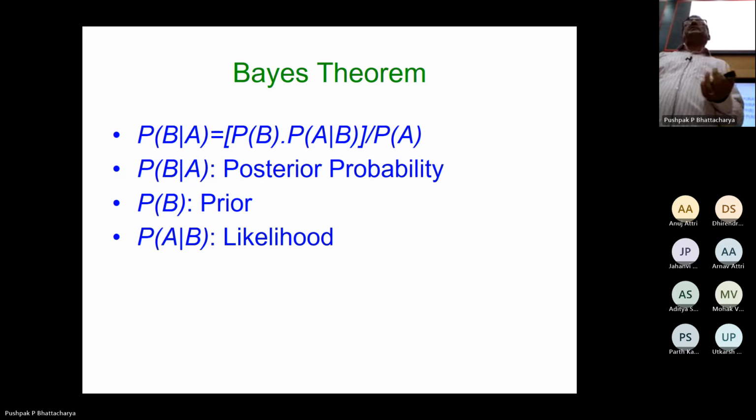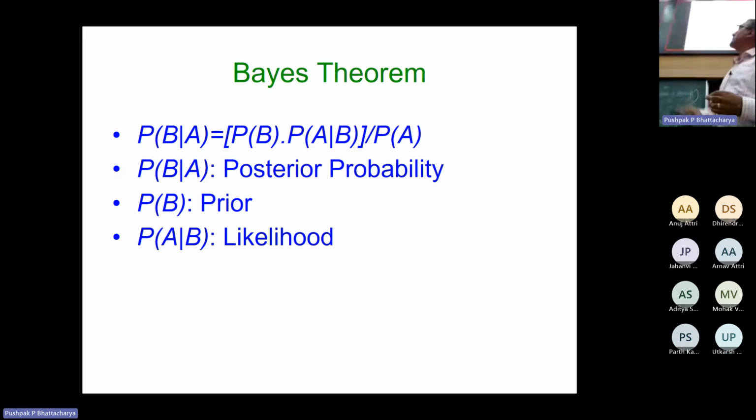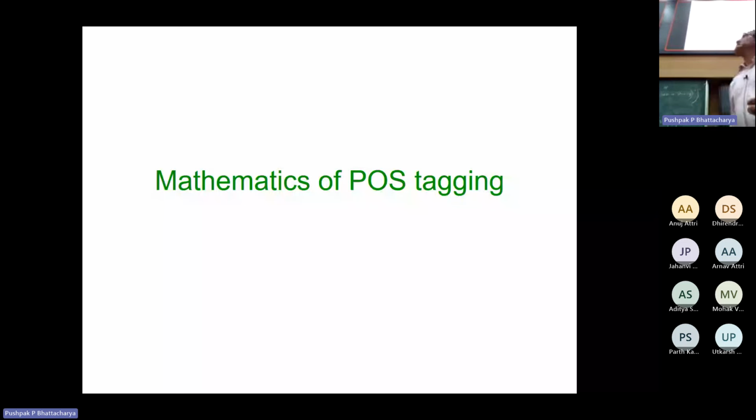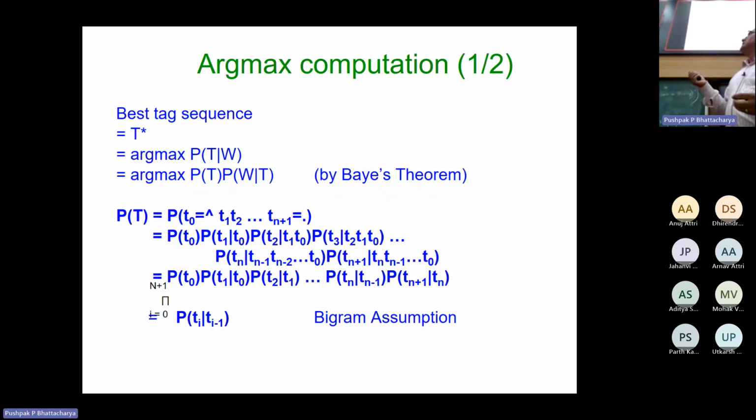Bayes rule. Okay, so let's see the formulation now on the slide. The mathematics of part-of-speech tagging. So we are interested in the best possible tag sequence, which is called T star. And that's equal to argmax over T of probability of T given W. Okay, this is exactly what we wrote here. Now I can apply Bayes theorem and write probability of T given W as probability of T into probability of W given T, okay, over all possible T.